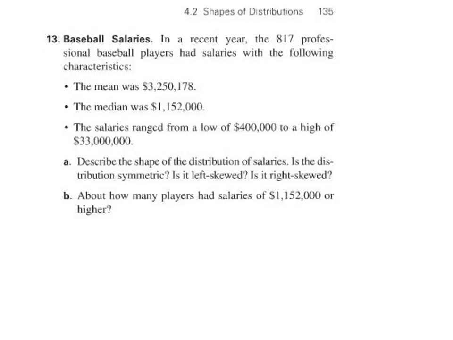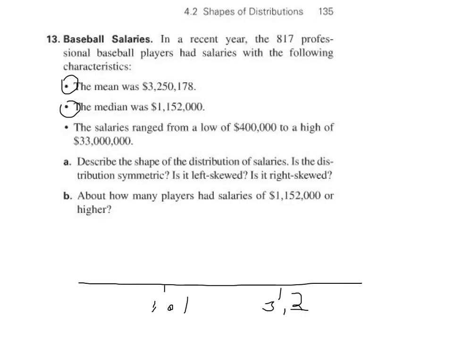I'm hoping you got out of the reading that you can compare the mean and the median and decide which is left skewed, right skewed, or symmetric. So if I think about this on a number line, and I've got 1 million, 1.1 million, I'm rounding, and then I get 3.2 million is up here. That tells me because the mean is higher than the median, I must have some outliers, some stragglers out here.